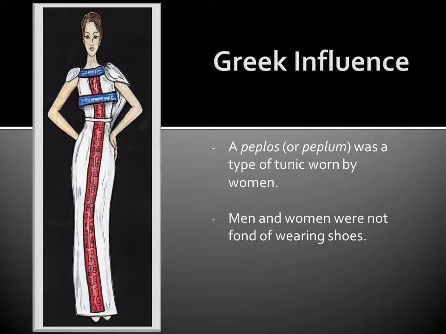A peplos or peplum was a type of tunic worn by women. This is a body length garment that is tubular and has a top edge that is folded down, so that the top of the tube is now draped below. Also, the Greeks were not particularly fond of wearing shoes, especially at home, and they typically went barefoot.